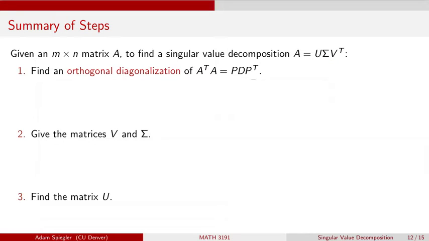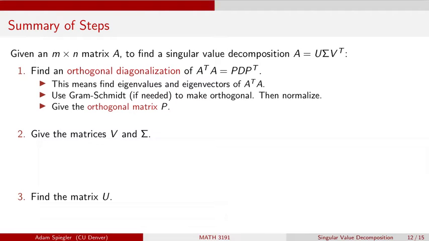The process for doing SVD is we first compute the matrix A transpose A, which is going to be a symmetric matrix. Therefore we can orthogonally diagonalize A transpose A by finding orthogonal matrix P and diagonal matrix D so that A transpose A can be written as P times D times P transpose. Just to recall, this process involves finding eigenvectors and eigenvalues and then constructing an orthonormal basis from those vectors.